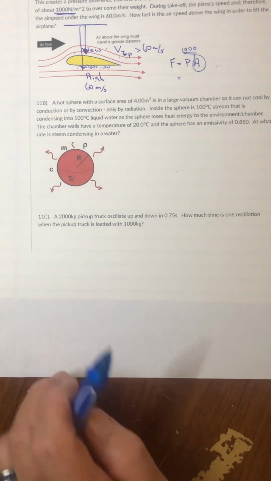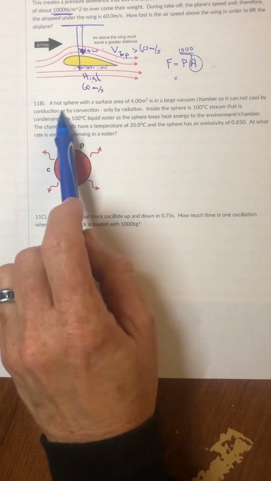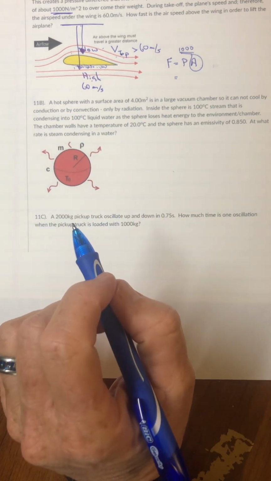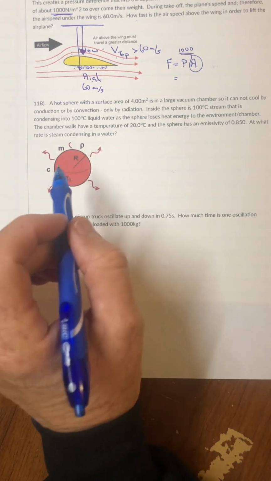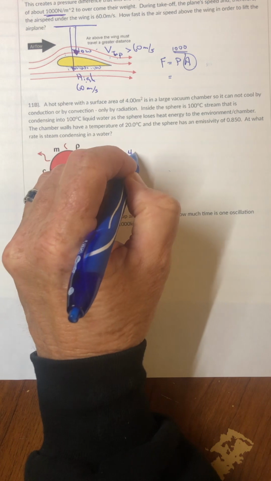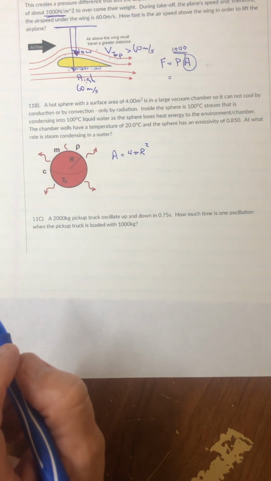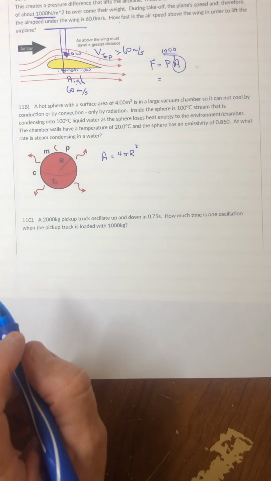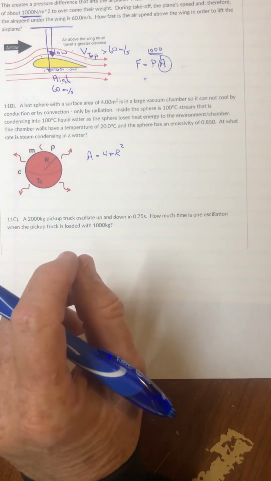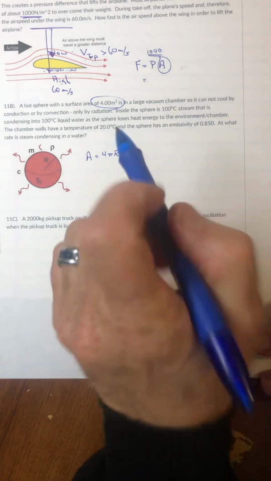All right, so on this one, we have a hot sphere. So here it is, that has a surface area. And they were nice to us, giving us the surface area. Because you may or may not remember, the surface area of a sphere is 4 pi r squared. And so usually in these problems, they give you the radius and require you to figure out the area. But they were a little nicer, so okay, I'll take that as the area. And it's in a vacuum chamber.